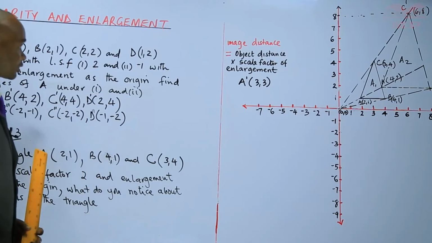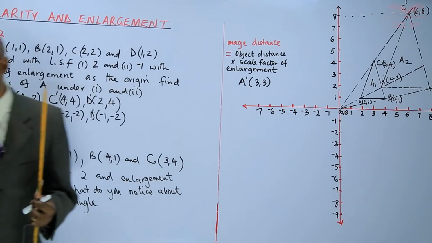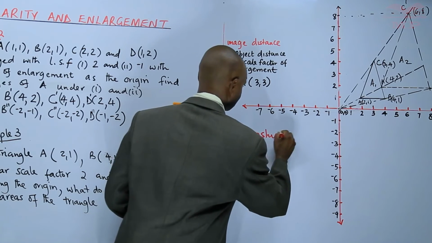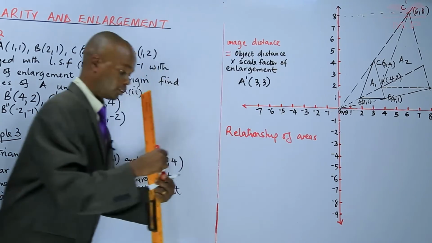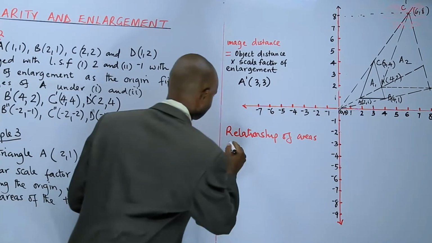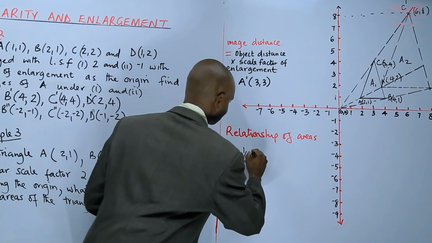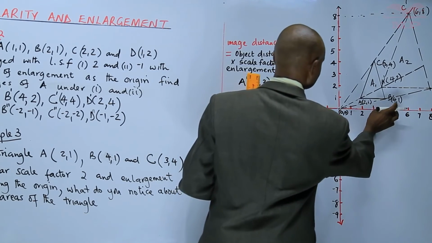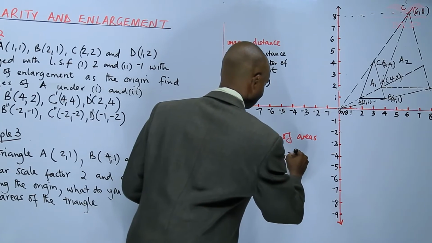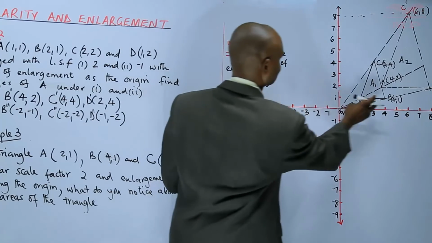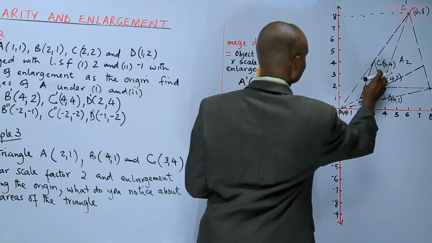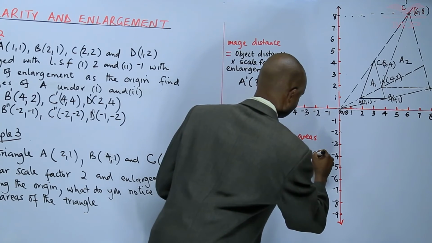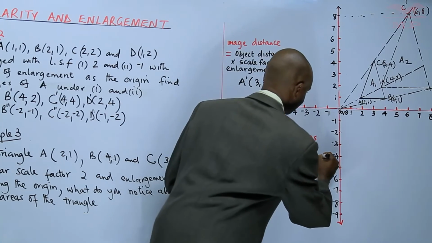Let's calculate area 1, because they want the relationship of the areas. Area 1 is a half times base times height. The base has 2 units, 1 and 2. So it's a half times 2. Learner, the height will count 1, 2, 3, times 3. That is 3. If we are using centimeters, it would be 3 centimeters squared.